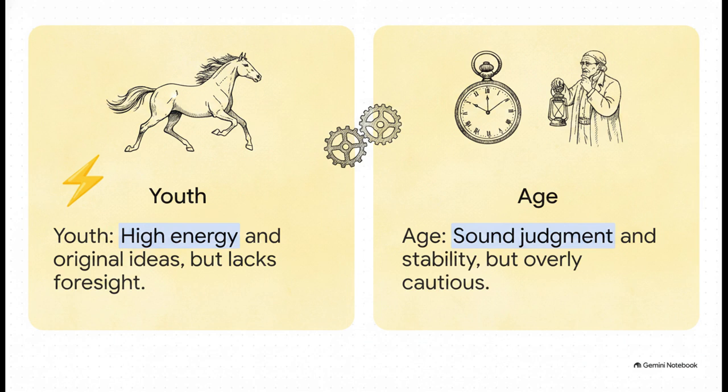Take Francis Bacon's essay of Youth and Age. Bacon compared the high energy and original ideas of youth, which, let's be real, often lack foresight, with the sound judgment of age, which can sometimes be a bit too slow and cautious. His brilliant conclusion? Ultimate practical success requires a synthesis of both. You absolutely need that youthful execution, but it has to be guided by aged wisdom.